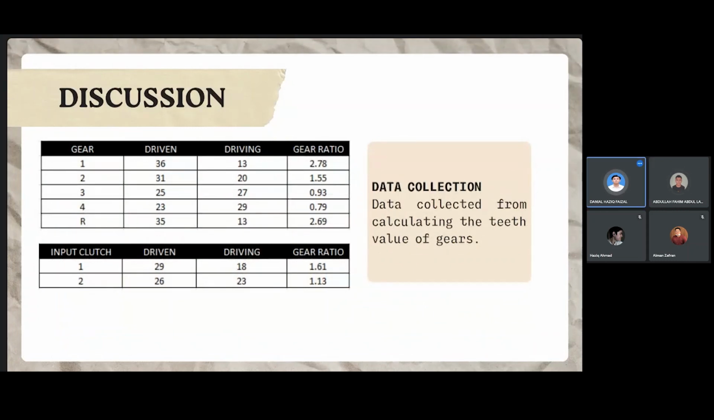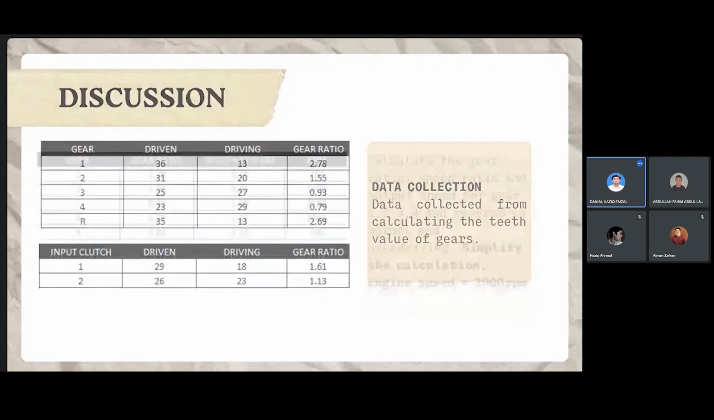For discussion, this is the data collection from calculating the teeth value of the gears. Gear 1. Okay. Next.